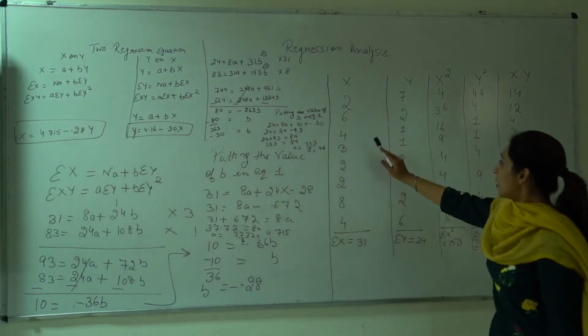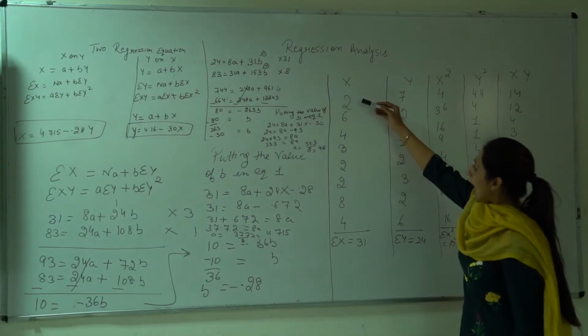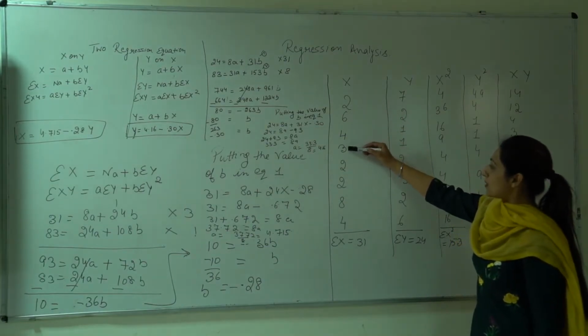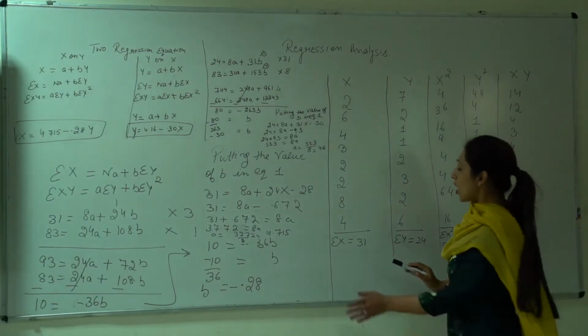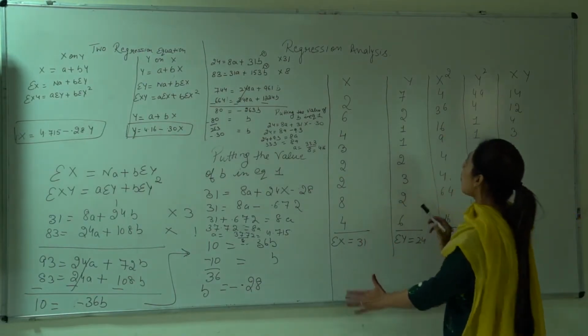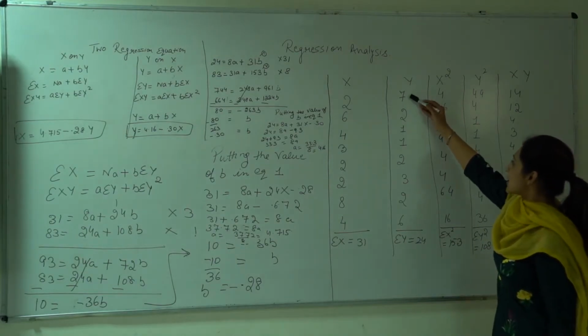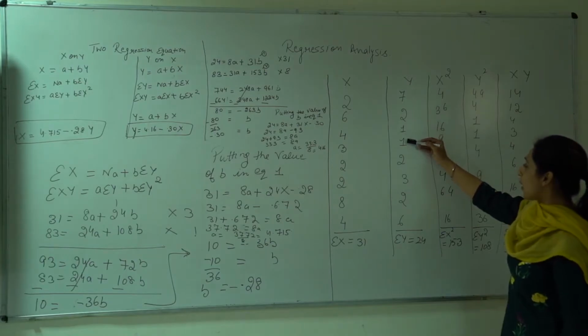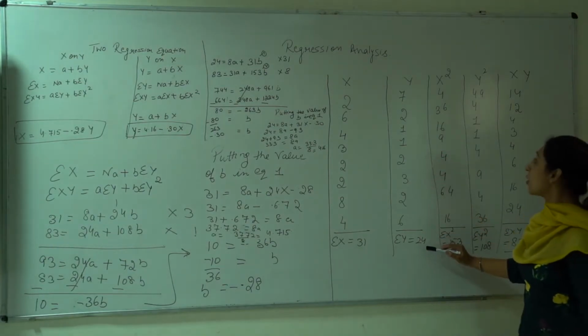First we will total the values of x. If we add 2 plus 6 plus 4 plus 3 plus 2 plus 2 plus 8 plus 4, that comes to 31. So summation x is equal to 31. Similarly, we can find summation y by adding the values of y, that is 7 plus 2 plus 1 plus 1 plus 2 plus 3 plus 2 plus 6, which comes to 24.